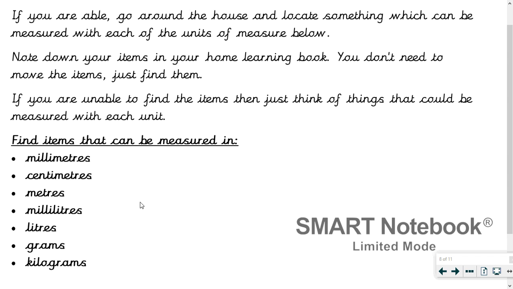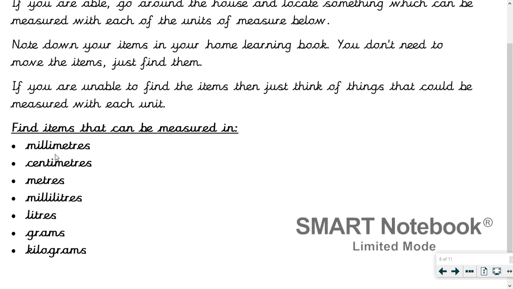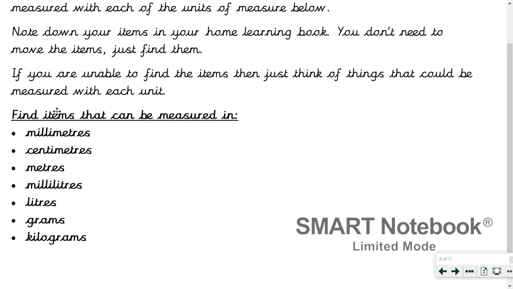If you could go around and find something, find more than one thing if you can, but find something in your home learning book, note it down for each of these units of measure. So give the video a pause and off you go.